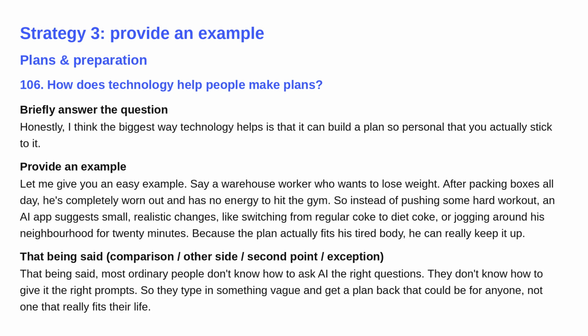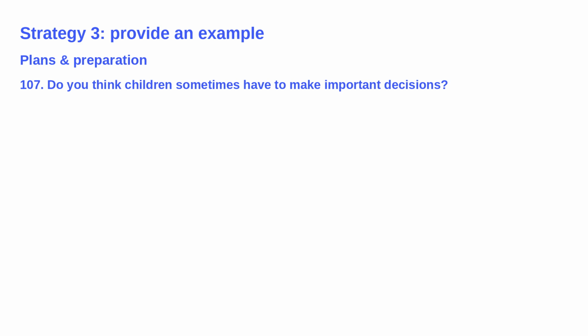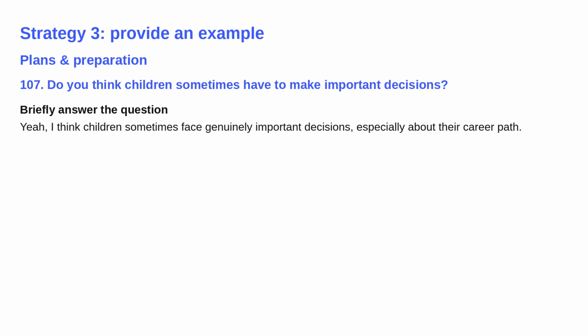That being said, most ordinary people don't know how to ask AI the right questions. They don't know how to give it the right prompts. So they type in something vague and get a plan back that could be for anyone, not one that really fits their life. Do you think children sometimes have to make important decisions?